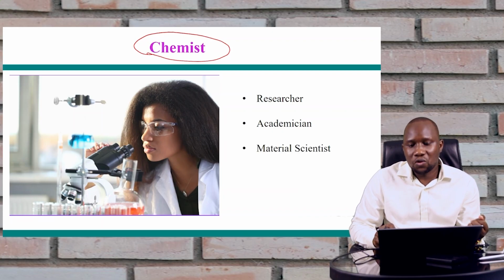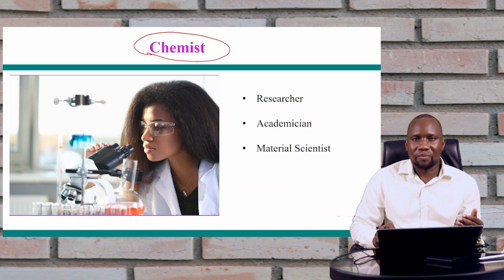Okay, you can also become what you call a material scientist. Okay, we use a number of different materials for different purposes. How do we decide that this material is good for construction? And how do we decide that this material is not good for construction, for example? So a material scientist is the one who evaluates the properties of material and then is able to make a decision on whether this is good for this purpose or this is not good for this purpose.